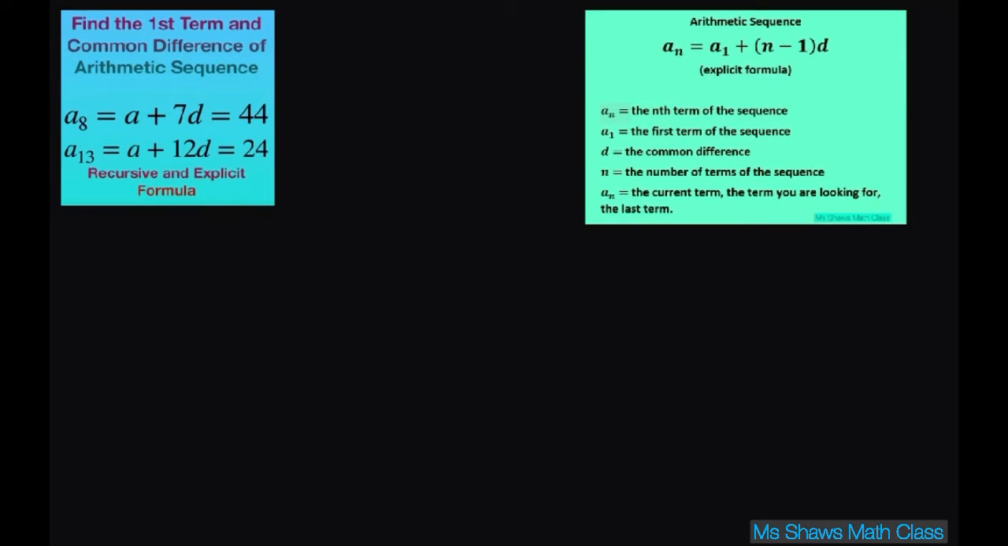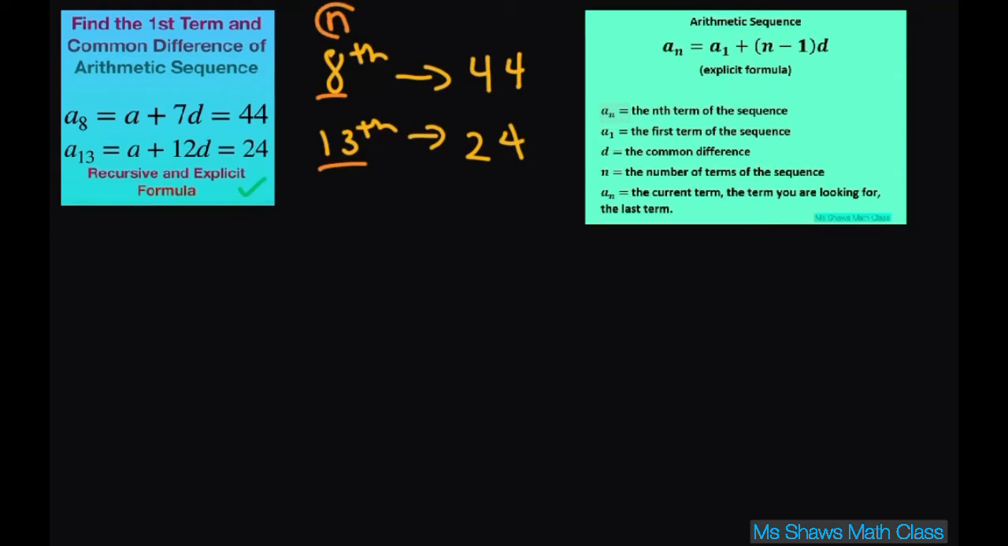The question is, you have this long list of numbers. If the 8th term is 44, and if the 13th term is 24, then what is the first term and the common difference? So basically, this 8 and 13 is your n. That's your number of terms in the sequence.